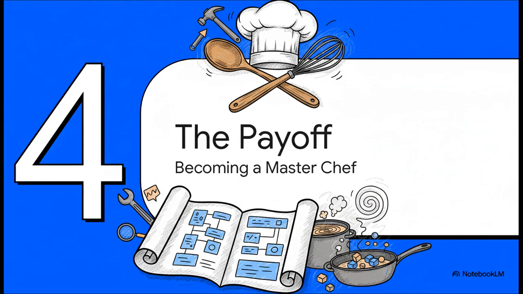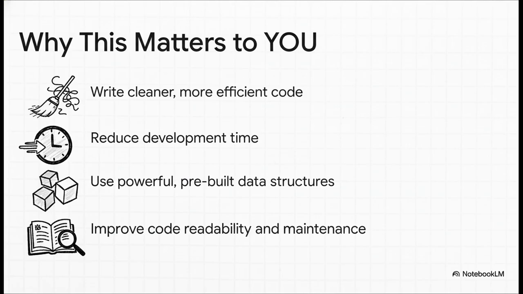So, you've seen the tools, you've looked at the blueprint. What's the payoff? What does this all actually mean for you, the developer? Well, it means you get to become a master chef of your own code. Okay, let's break it down. When you master the collections framework, you're going to immediately start writing cleaner, more efficient, more professional code. You're going to cut down your development time because you're not trying to reinvent the wheel, right? You're using these powerful, super optimized data structures that the experts at Java already built for you. And maybe most importantly, your code just becomes way easier for you and for other people to read and maintain. And trust me, that is an incredibly valuable skill to have.